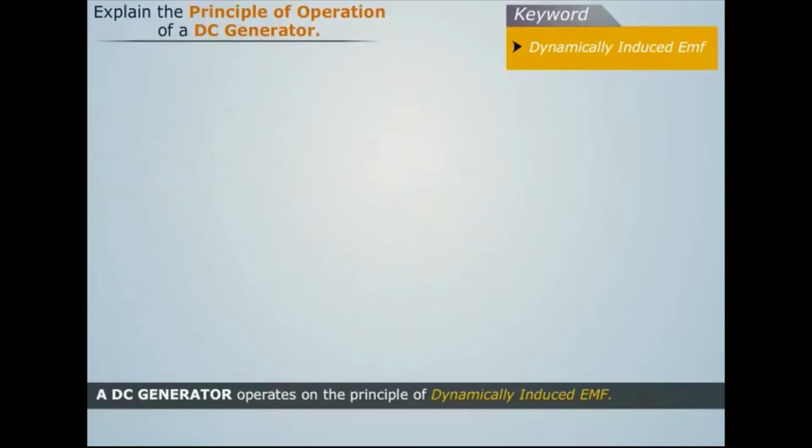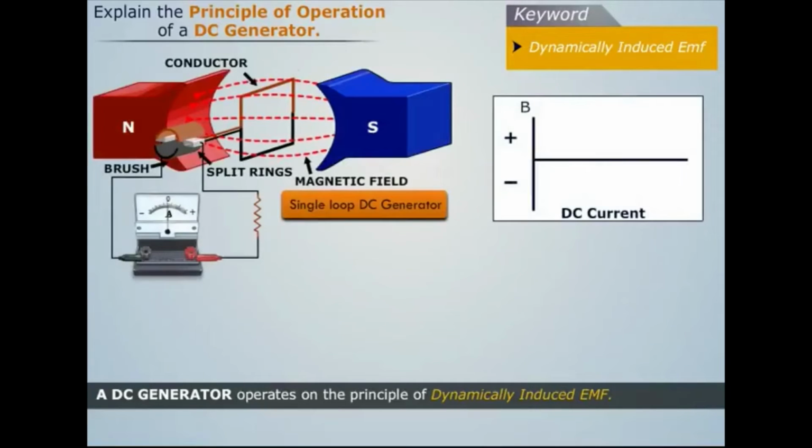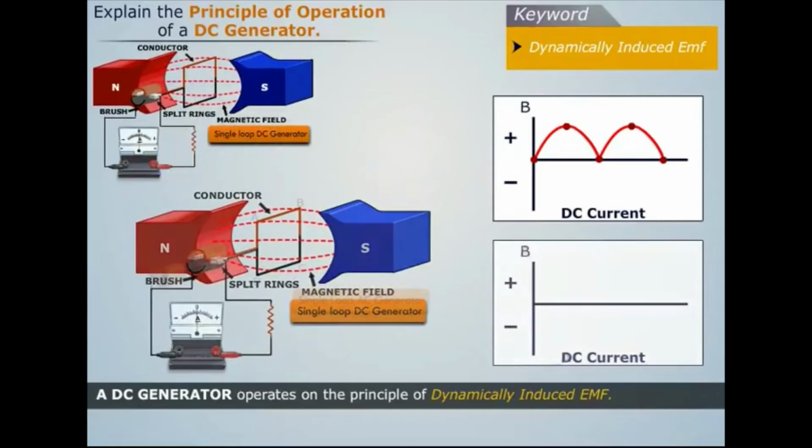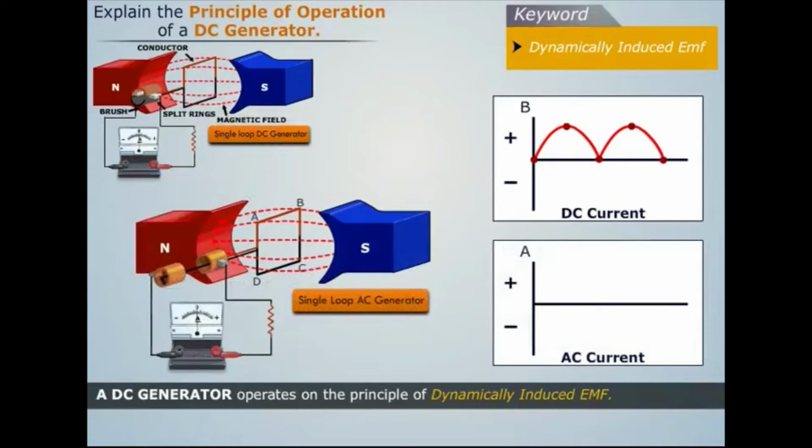Now let's discuss how a DC generator operates. Consider a simple loop generator. Let's rotate its single-turn rectangular coil, say ABCD, about its axis in the magnetic field. Note that both the permanent magnet and electromagnet can be used to produce the required magnetic field.